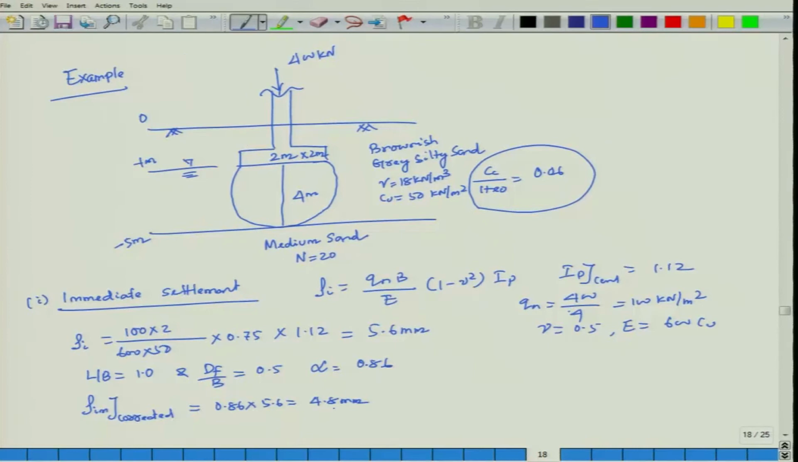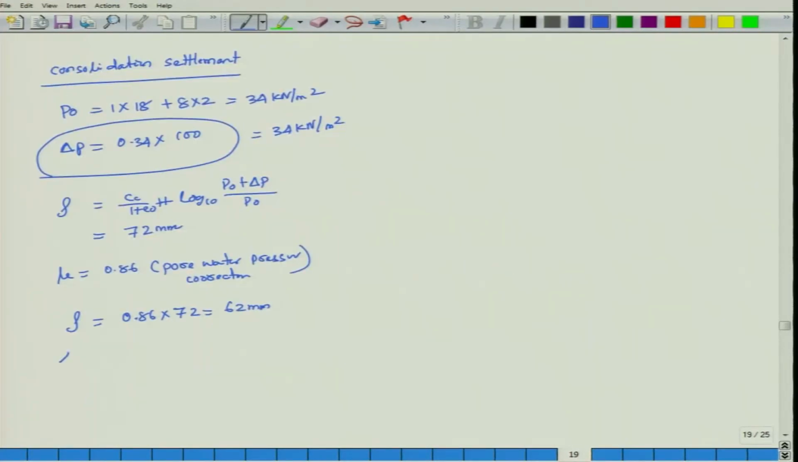Now immediate settlement is 4.8 mm. So total settlement is equal to immediate settlement plus consolidation settlement, 4.8 mm plus 62 mm, so 66.8 mm.